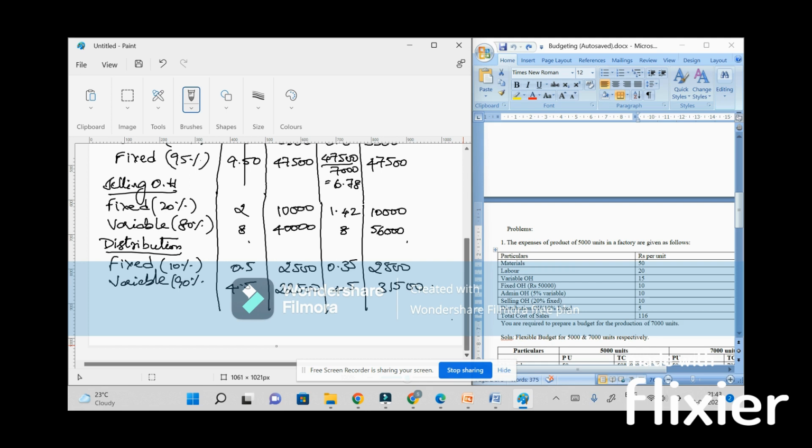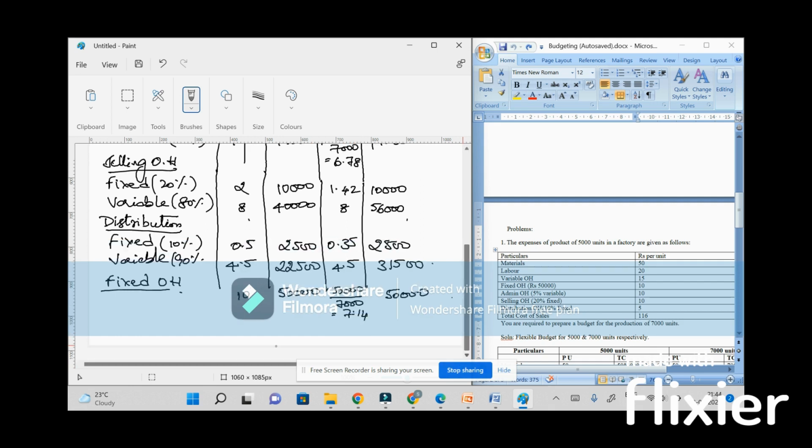Now the remaining item which we had left out was fixed overheads, for which the total amount is being given as 50,000 when it is the production of 5,000 units, and per unit being given is 10. Since they have given the amount, we'll consider the same even for 7,000 units. So 50,000 divided by 7,000 units is going to give us the per unit cost amounting to 7.14. All right, so now we are done with all the entries which have been given.